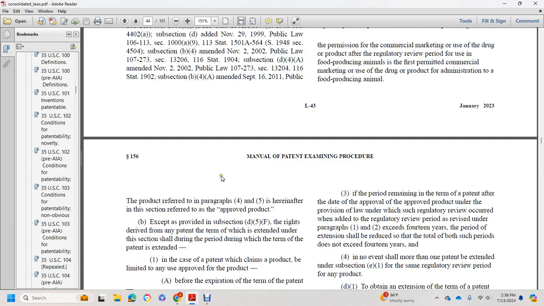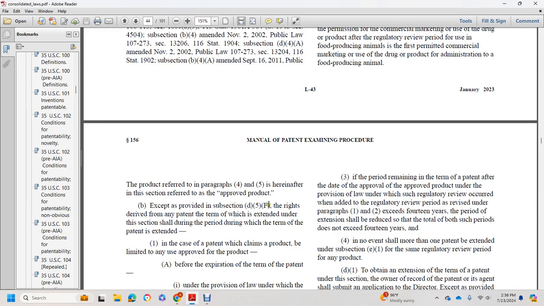The product referred to in paragraphs 4 and 5 hereinafter shall be referred to as the approved product, except as provided in section D5F. The rights derived from the patent term which is extended under this section during the prior period, during which the term of the patent is extended.